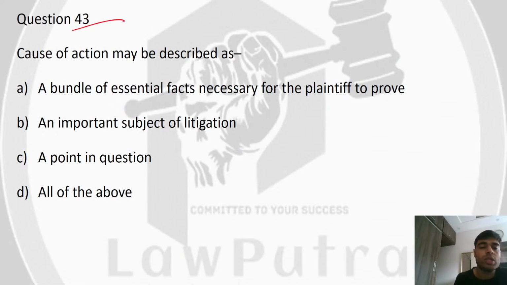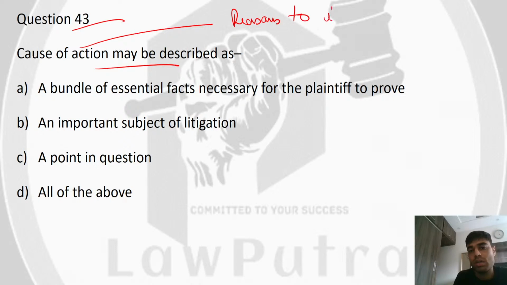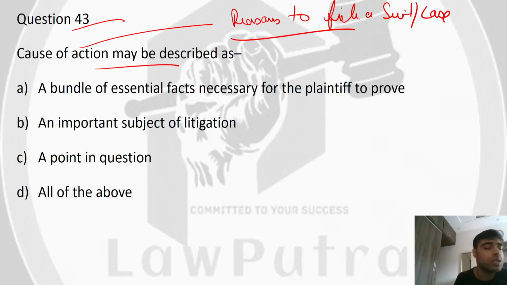Next, question number 43. Cause of action may be described as... See, cause of action basically means reasons to institute or to file a suit or a case. In very simple terms, there should be some reason, right? If there is no cause of action, that means there is no reason, and the court under Order 7 Rule 11 can reject it. So what is cause of action? Now we know it is the reasons to file it.